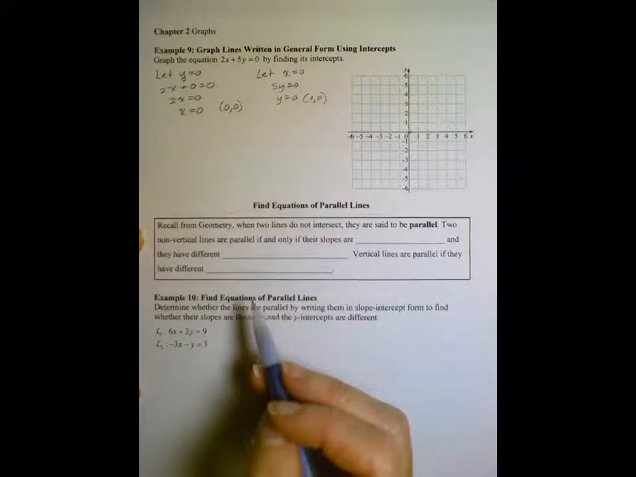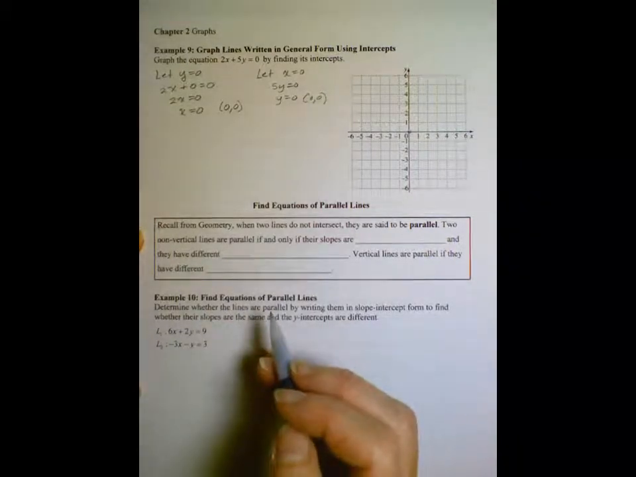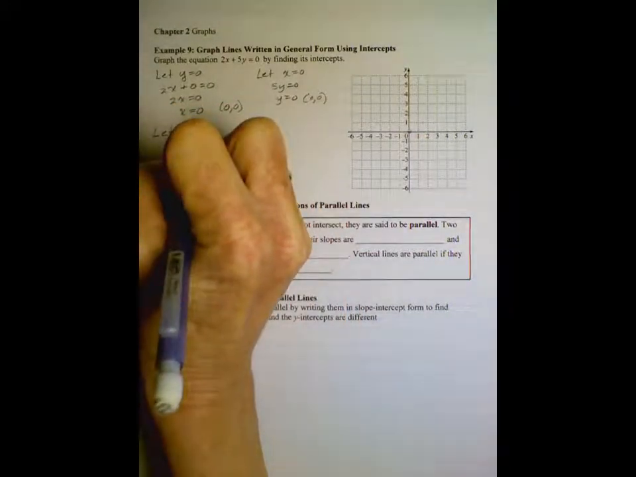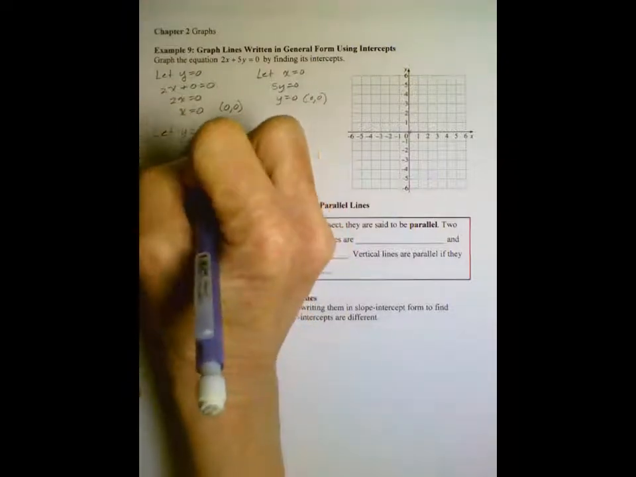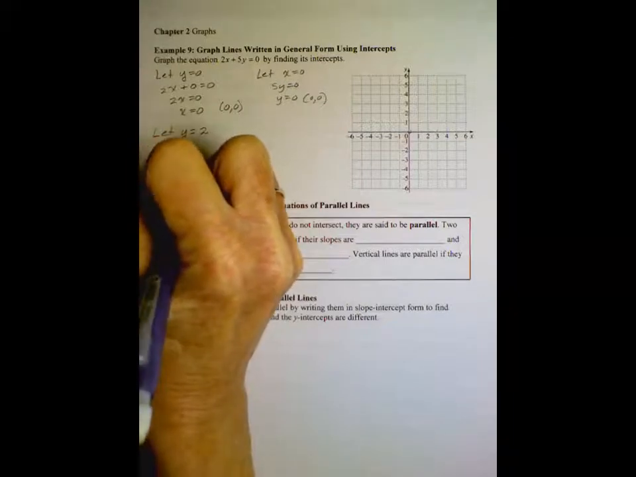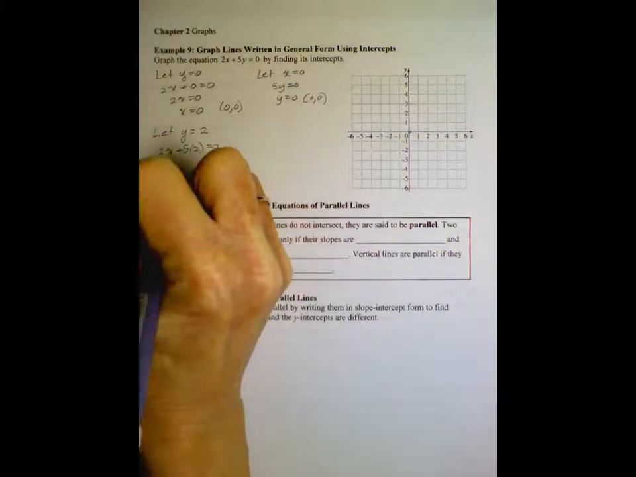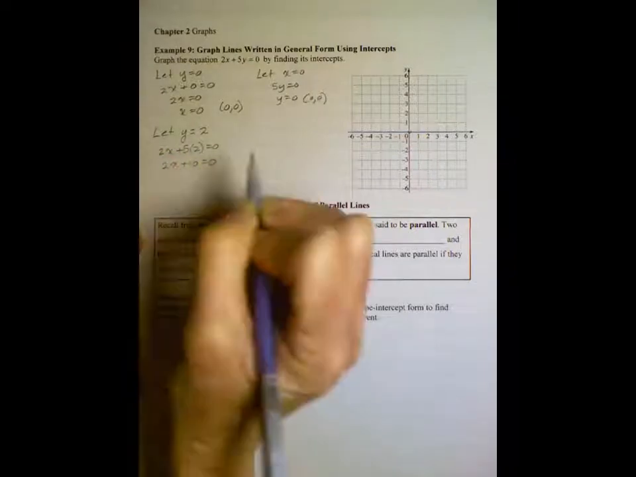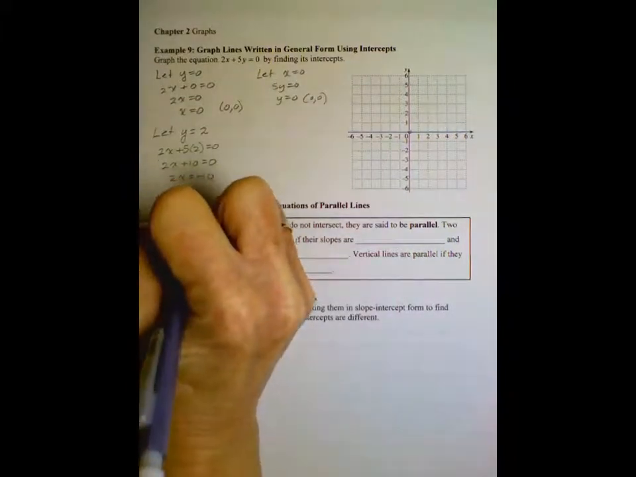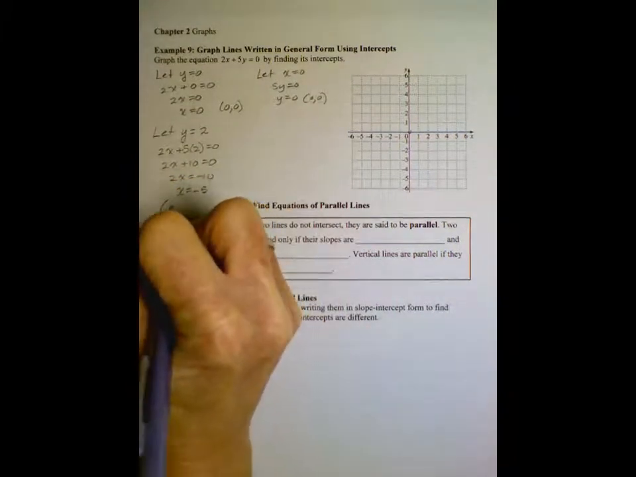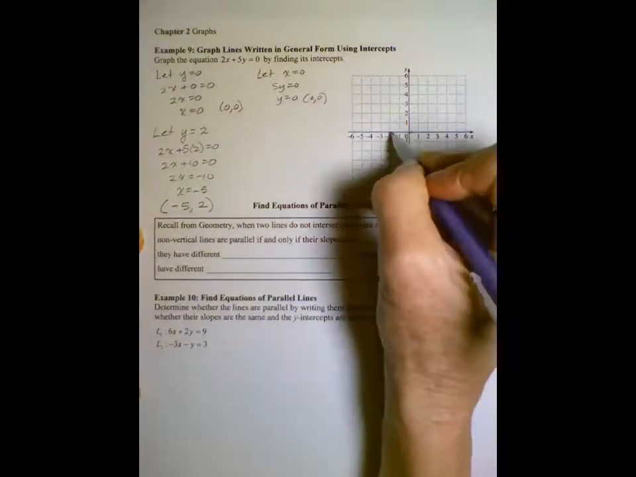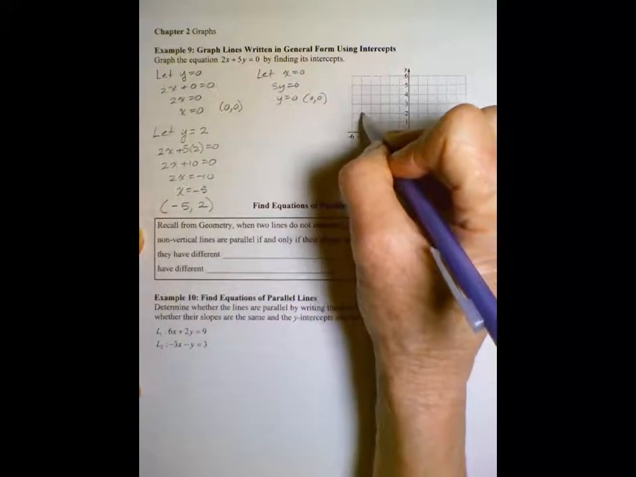So I need another point to determine the line and a third point as a checkpoint. So let's let y equal 2 and see what happens. So 2x plus 5 times 2 equals 0. 2x plus 10 equals 0. Subtract 10. 2x equals negative 10. Divide by 2. X equals negative 5. So I have another point now. X is negative 5. Y is 2. So that will determine the line. Negative 5, positive 2.